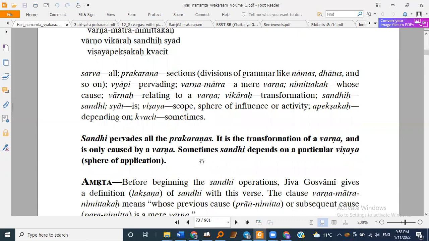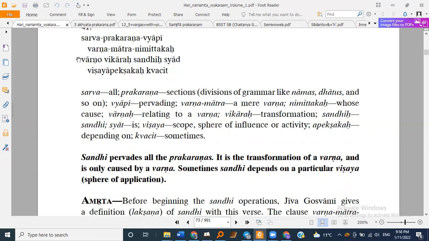Yeah. So that was the definition. The main part is Varna Vikaraha Sandhi. Sandhis are the transformations of the varnas, the letters. So when it comes to Swara Sandhi, it means the transformations of the swaras. In Vyanjana Sandhi, the transformations of the vyanjanas, and in Visarga Sandhi, the transformation of the visarga.